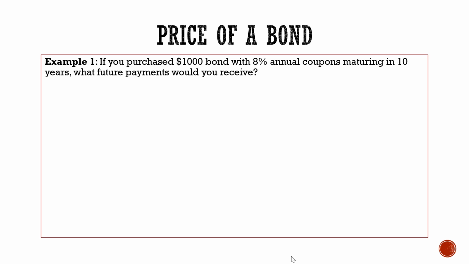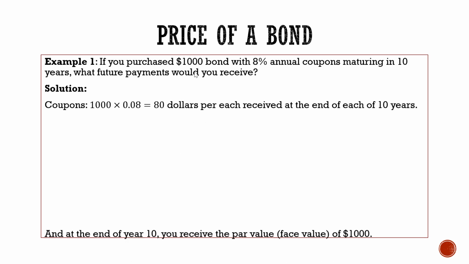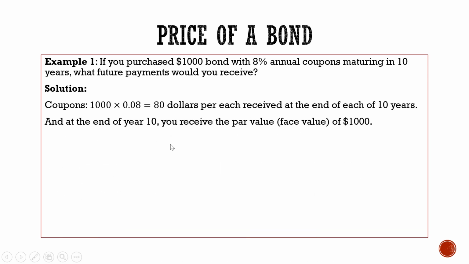If you purchase a $1,000 bond with 8% annual coupons maturing in 10 years, what future payments will you receive? Here, the lender who buys the bond will receive a coupon at the end of each year, and each coupon is 8% of the face amount, which is $80. And at the end of year 10, the lender will receive the par value back, which is $1,000.